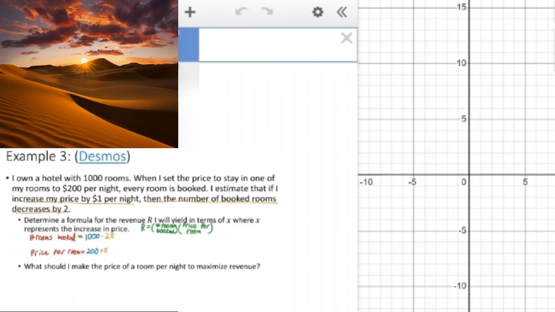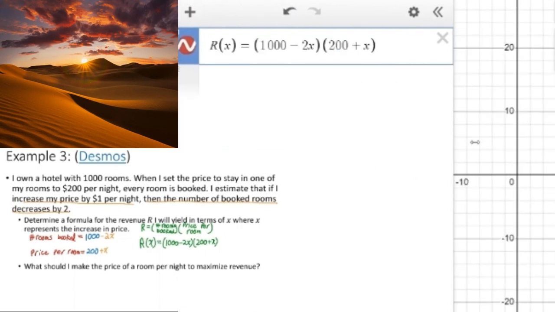which means my revenue, which we're going to make a function R of x because it does depend on x, is going to be the product of those two expressions. So our R of x equals (1,000 minus 2x) times (200 plus x). And there's my revenue function. Next, what should I make the price of a room per night to maximize revenue? Well, going into Desmos, let's type in our revenue function.